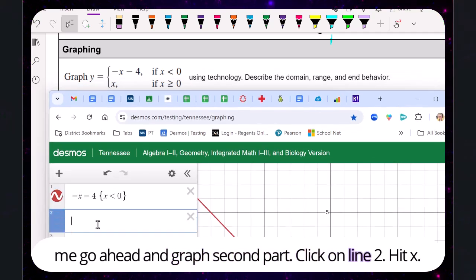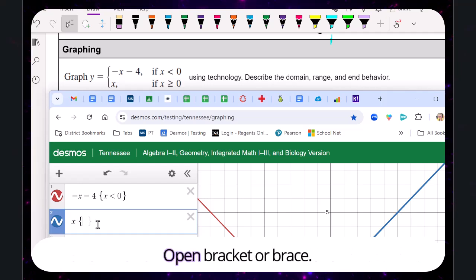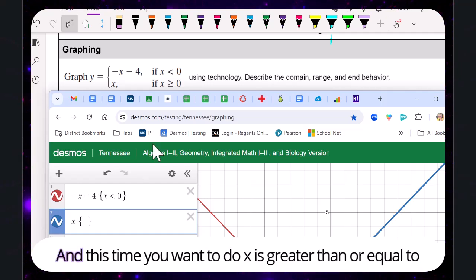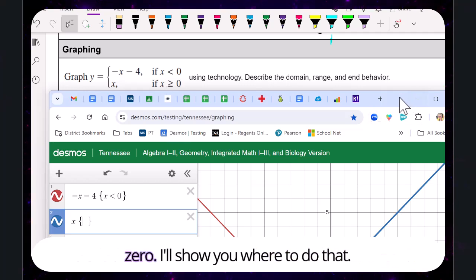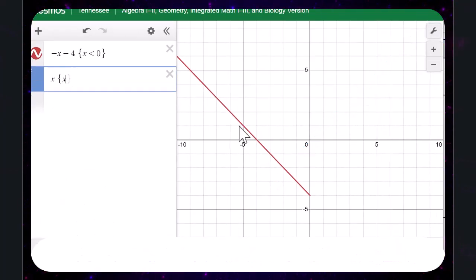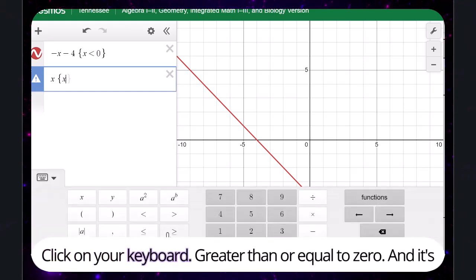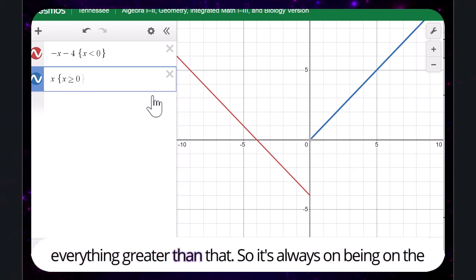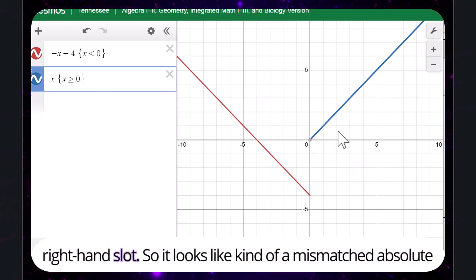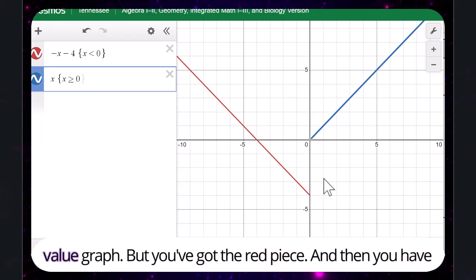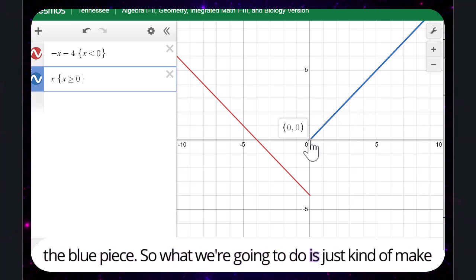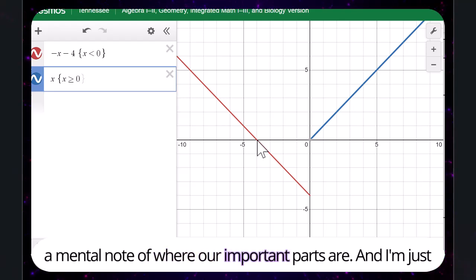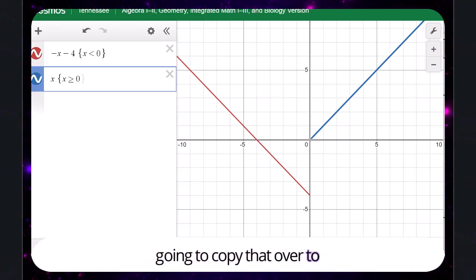So click on line 2, hit X, open bracket or brace. And this time you want to do x is greater than or equal to 0. I'll show you where to do that. Click on your keyboard, greater than or equal to 0. And it's awesome. It actually only graphs starting at 0 and everything greater than that. So it's going to be on the right-hand side. So it looks like kind of a mismatched absolute value graph, but you've got the red piece and then you have the blue piece. So what we're going to do is just make a mental note of where our important parts are, and I'm just going to copy that over to my notes.